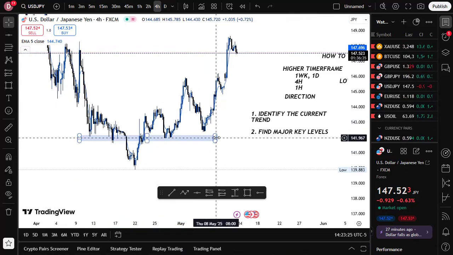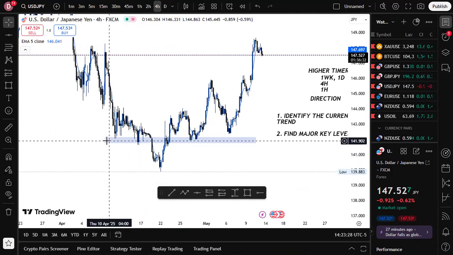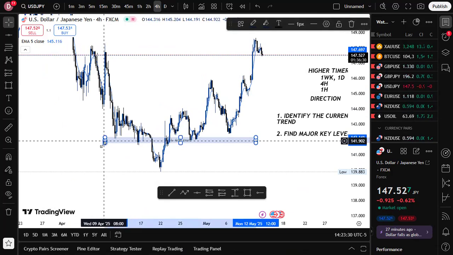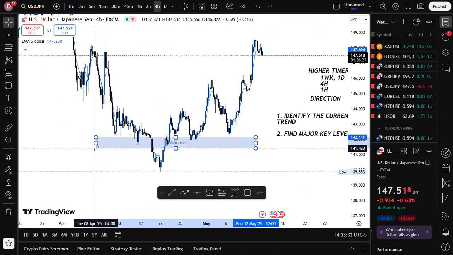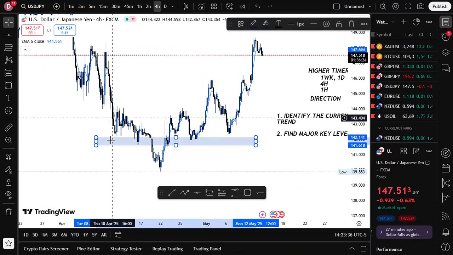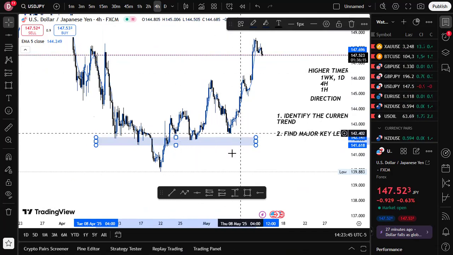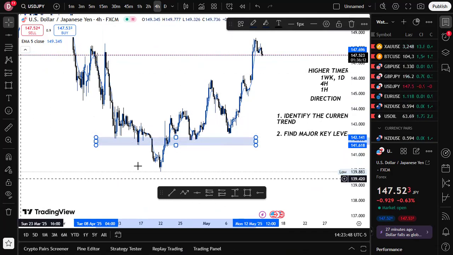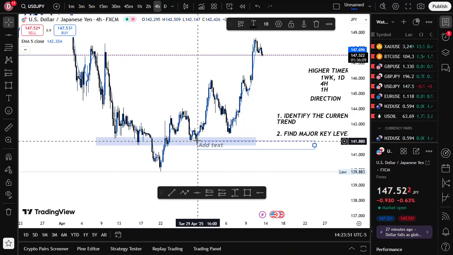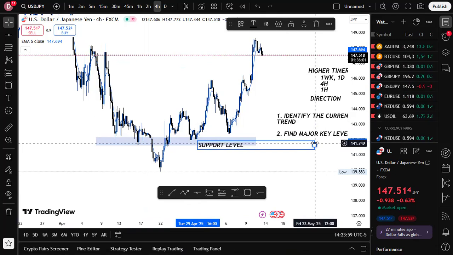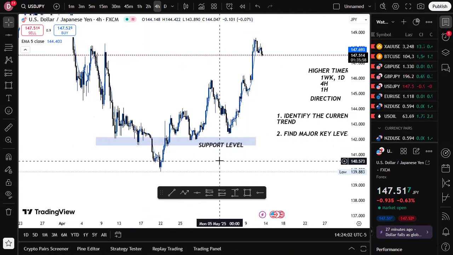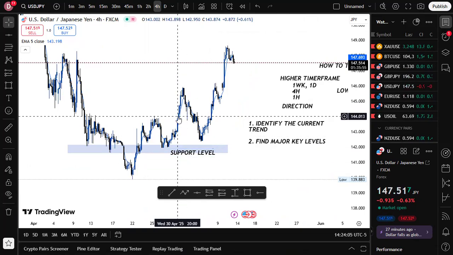Now, this is a support level. This is a strong major support level because price came to this point multiple times. You can see price came here, went up, came here, tapped there, and then price broke it. So this is just a fake breakout, and then price went back up again and tapped it. So here is a major support level. I'm going to write that down, so I'll put a support level here. So this is our key level now, a major support level.